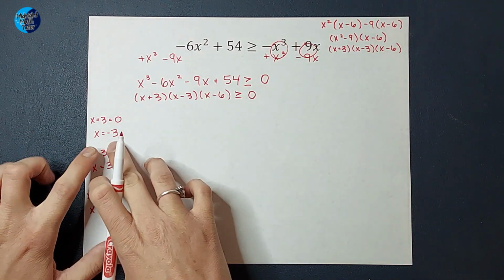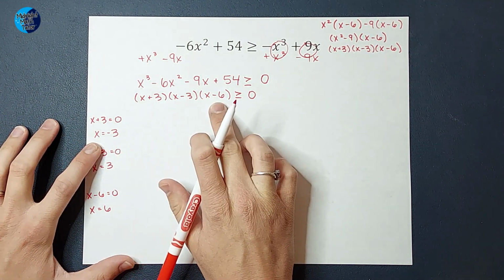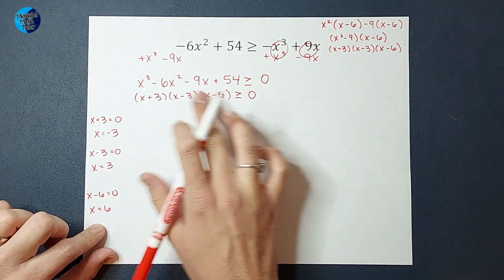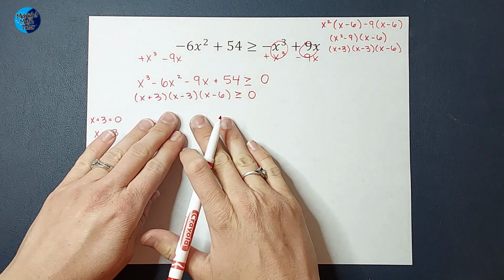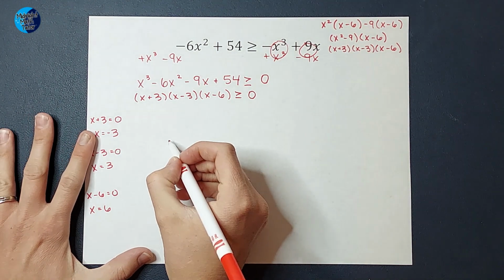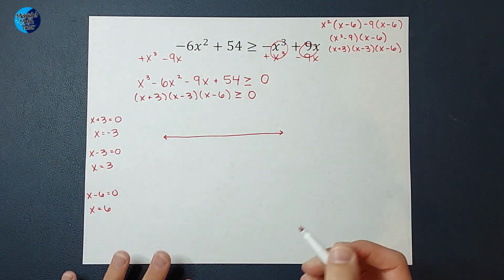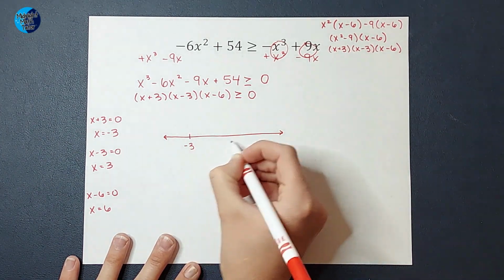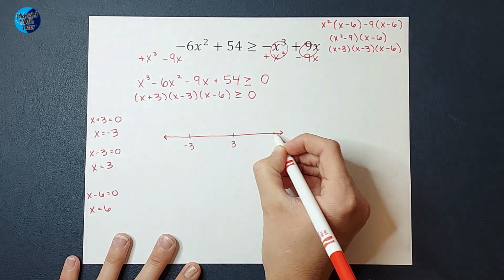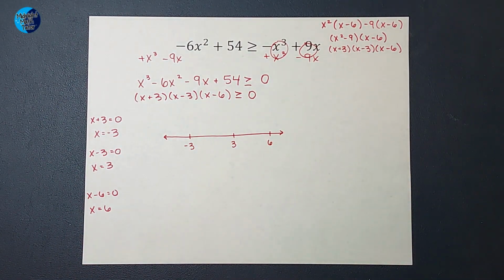So when I plug these numbers in, if I plug in negative 3 for x, or 3 for x, or 6 for x, I'm going to get 0 on this side. So I know these numbers are important, so I'm going to draw a number line. Yes, we love number lines. I'm going to have negative 3 over here, 3 here, and 6 here. This is just to give me an idea. It doesn't have to be perfectly to scale, right?